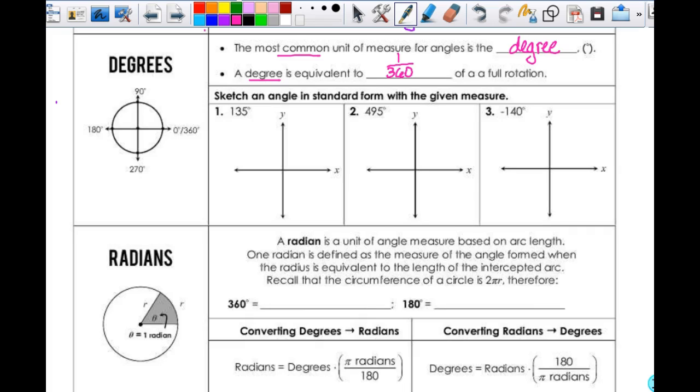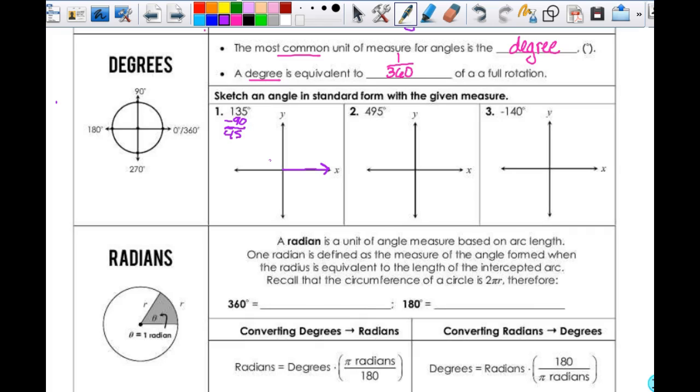So we should be able to sketch these in standard form with the given measure. Most of the angles that we deal with will be in standard form. Not every angle has to be, but that's where most of our angles are going to come from. So we start with the initial side on the positive x-axis. Since this is a positive 135, we're going to rotate counterclockwise. From here to here is 90. And so if I subtract 90 from that, I got 45 left over. So I got to go 45 more degrees.